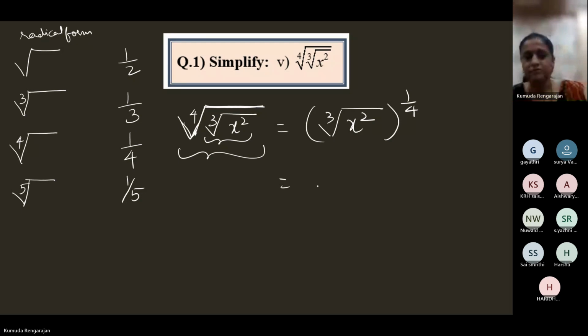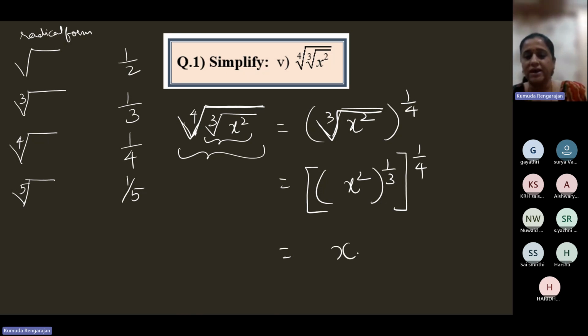Next, cube root of. So this radical sign becomes to the power 1 by 3. So apart from that, what do you have in this expression? X square, write that. But there's already this power 1 by 4. So power 1 by 4.